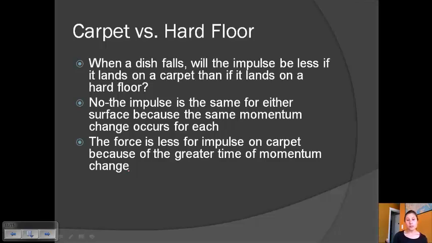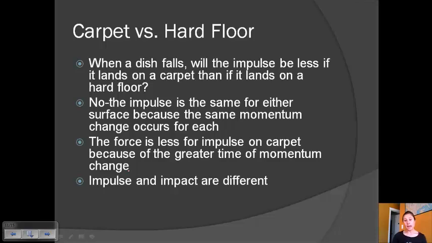Okay, so the force will be less for the impulse on the carpet because of the greater time of momentum change. But the overall change in momentum is going to be the same. It's just depending on how we are changing those force and time variables. So on the carpet, we're going to extend the time over which that force is applied, meaning it's probably going to be less likely to break because of that greater time that it's experiencing the impulse.